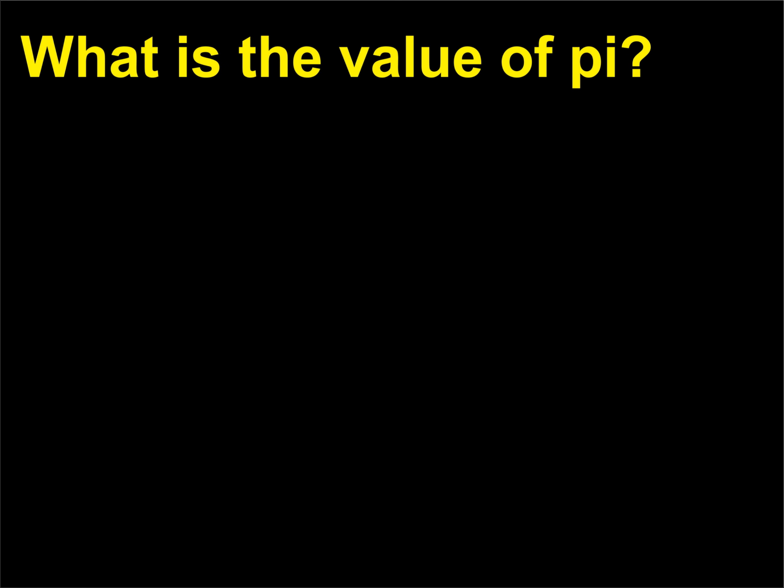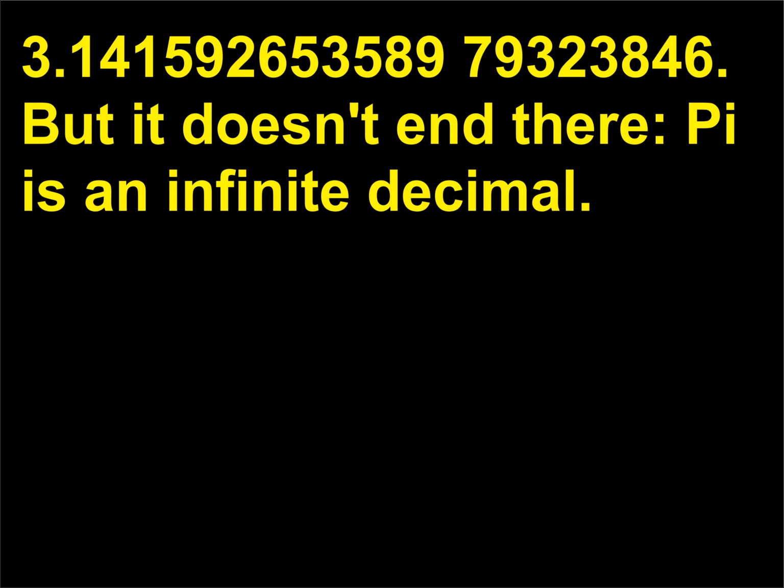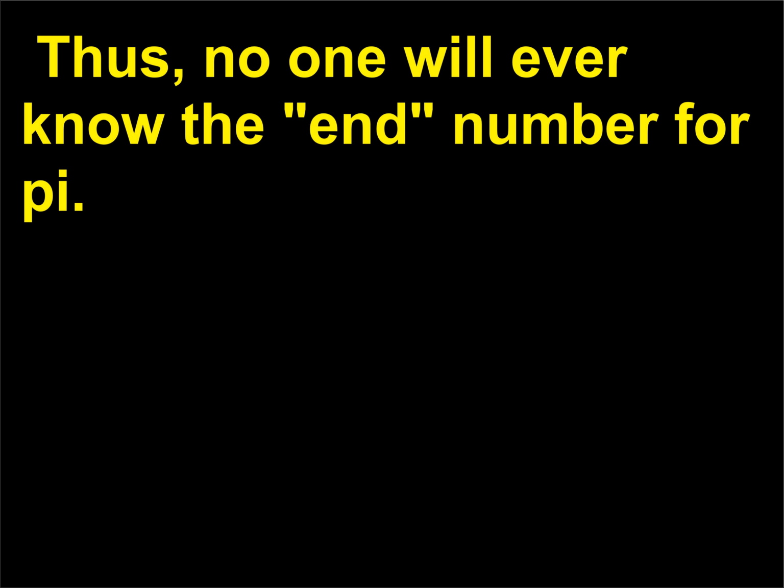What is the value of pi? Pi is a number, a constant, and to 20 decimal places it is equal to 3.14159265358979323846. But it doesn't end there. Pi is an infinite decimal. In other words, it has an infinite number of numbers to the right of the decimal point. Thus, no one will ever know the end number for pi.